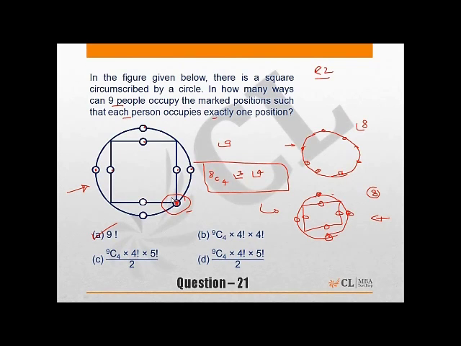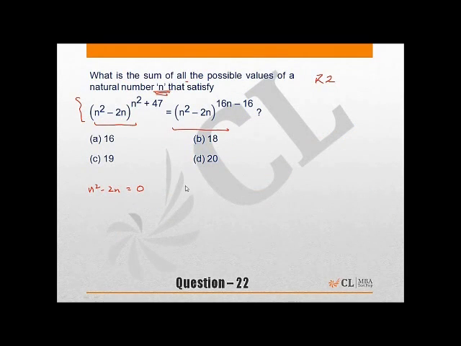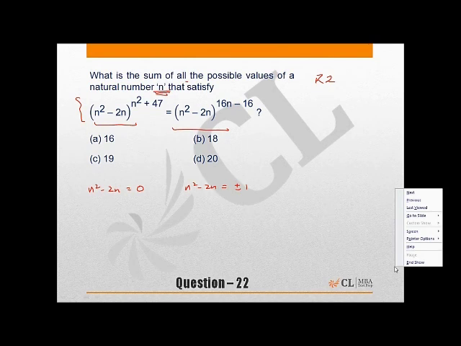Let's move to the next question now. Both sides will be equal. Similarly, n square minus 2n equal to plus 1 or minus 1, that will be 0. Okay. I'll just erase a small part and do it again.